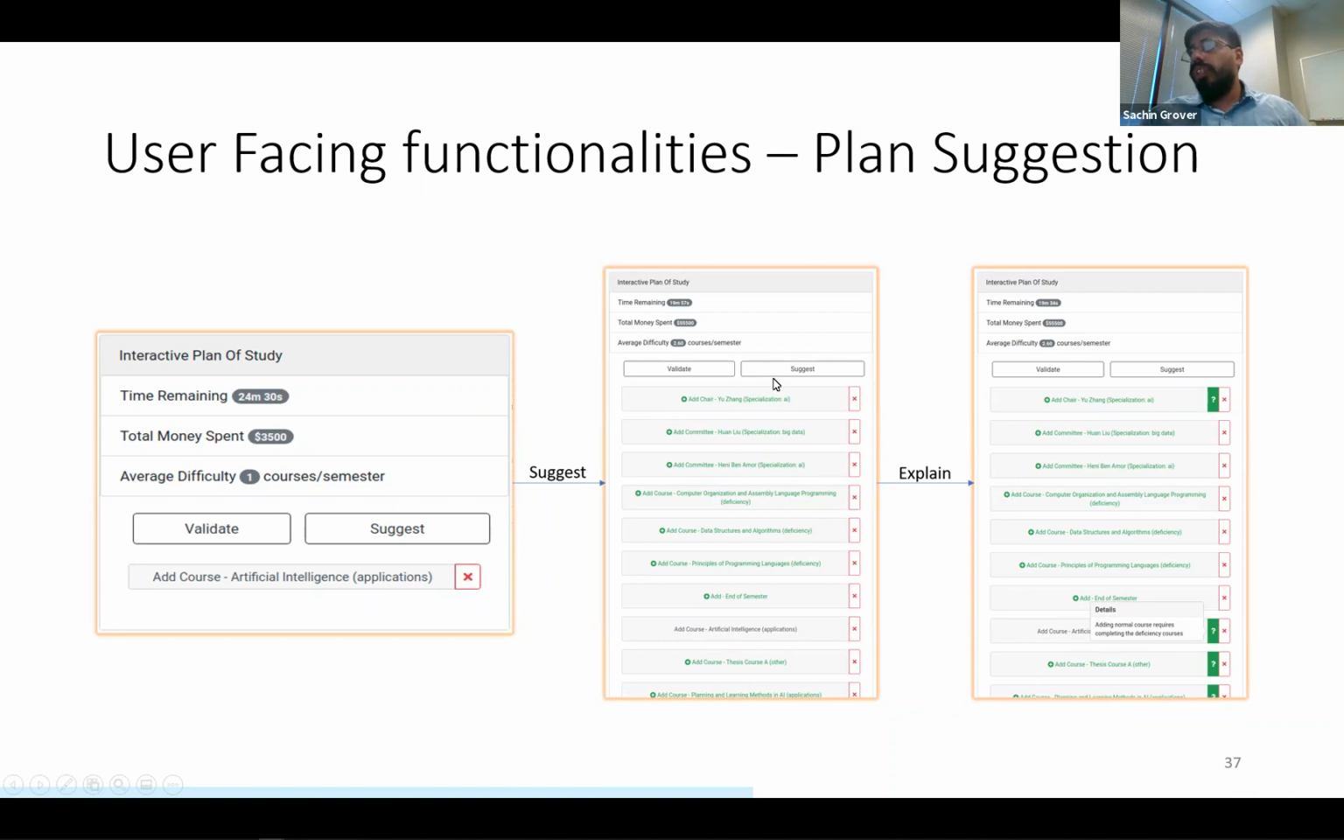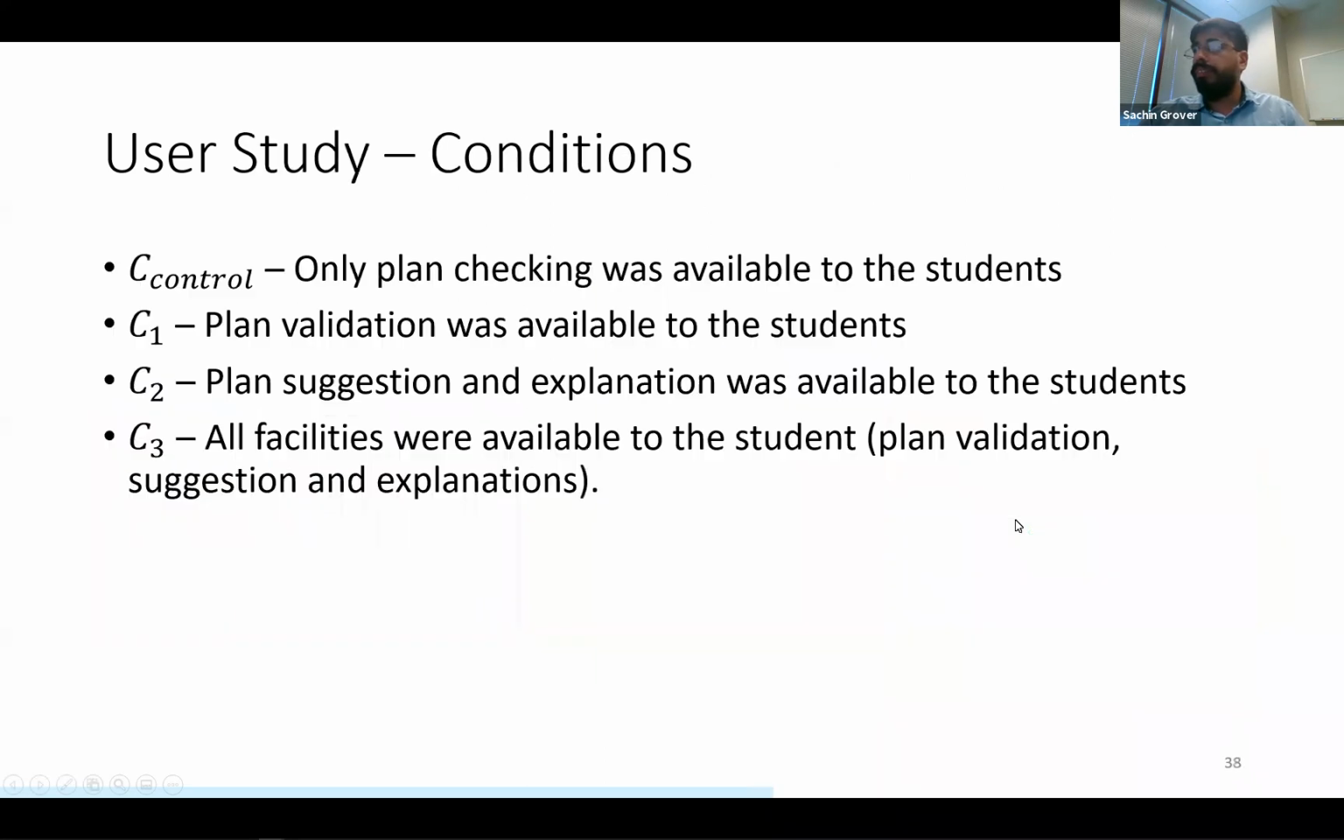After this, there would be a button where the student can ask for an explanation as to why these actions were added. This would show explanations in this form, where adding normal course requires completing the deficiency courses. So basically this was the normal course, and these were all the deficiencies that were added before. These were the functionalities that the users were provided.